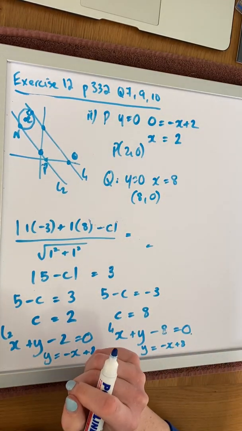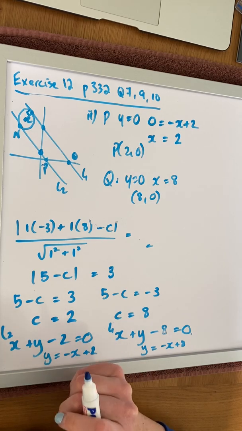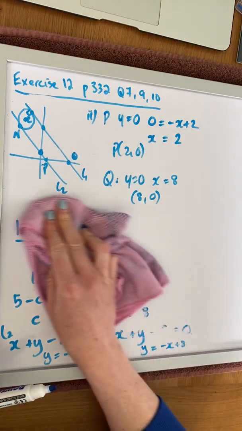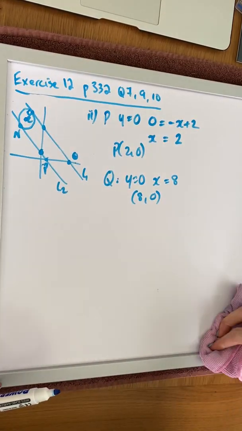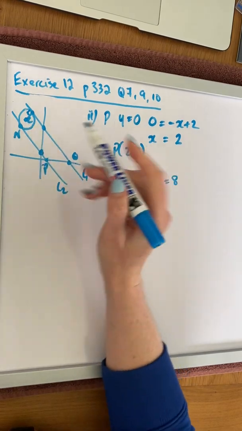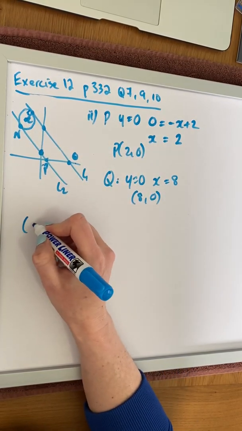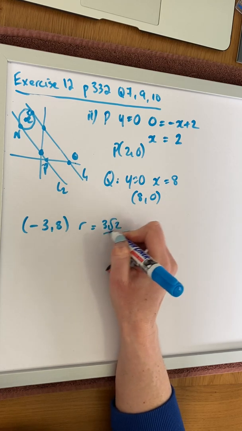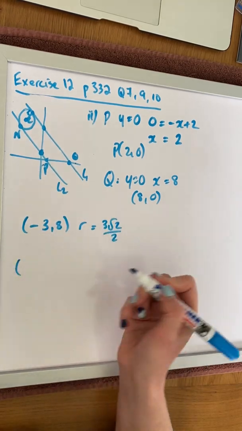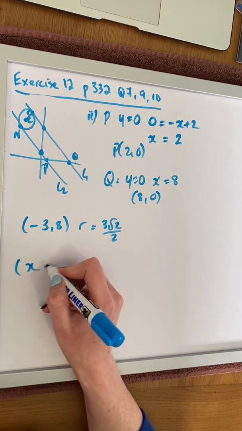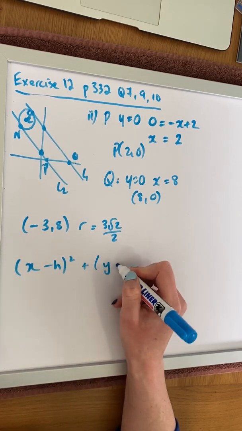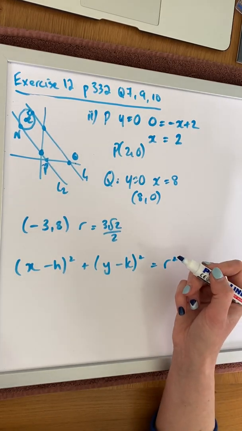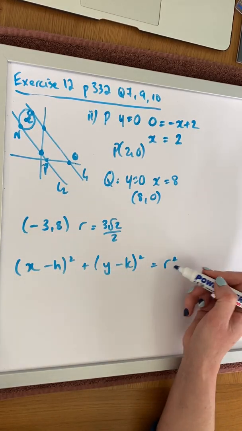Next, we need to find the equation of the ring at the instant shown. To find the equation of the circle, given that we have the center point (-3, 8) and the radius 3 root 2 over 2, we simply input it into the equation of a circle: (x minus h) squared plus (y minus k) squared equals r squared. We don't use the general equation of the circle in this case because it's easier to use this format.